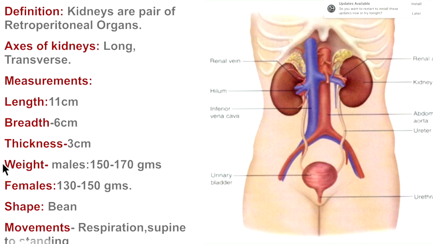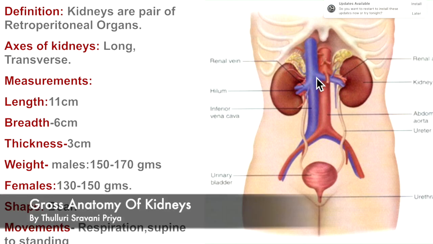First we'll see the definition. The kidneys are a pair of excretory organs situated at the posterior abdominal wall on either side of the vertebral column. See here, these are the great blood vessels, the abdominal aorta and the inferior vena cava. Behind this, we see the vertebral column. So on either side of the vertebral column, on the posterior abdominal wall, behind the peritoneum, we see the location of the kidneys.